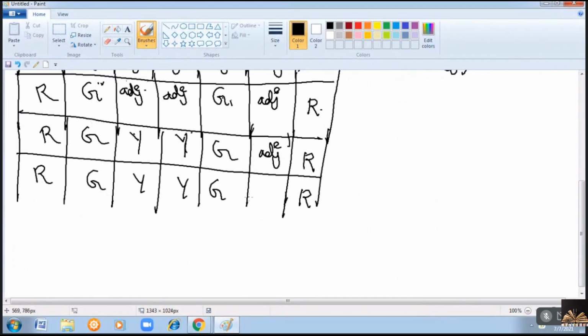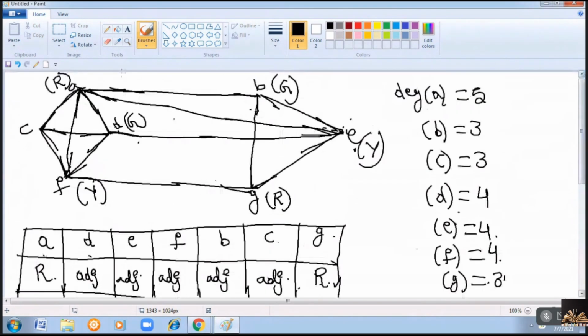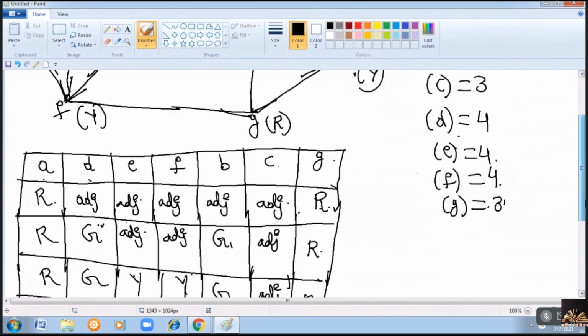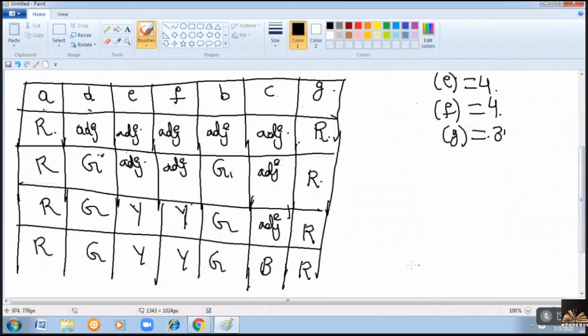So consider this as the first vertex. Color it with a new color. So C can be colored with some blue color. You can color C with blue. Move down the list, but after C, you don't have any vertices which are uncolored. So you can stop the procedure.